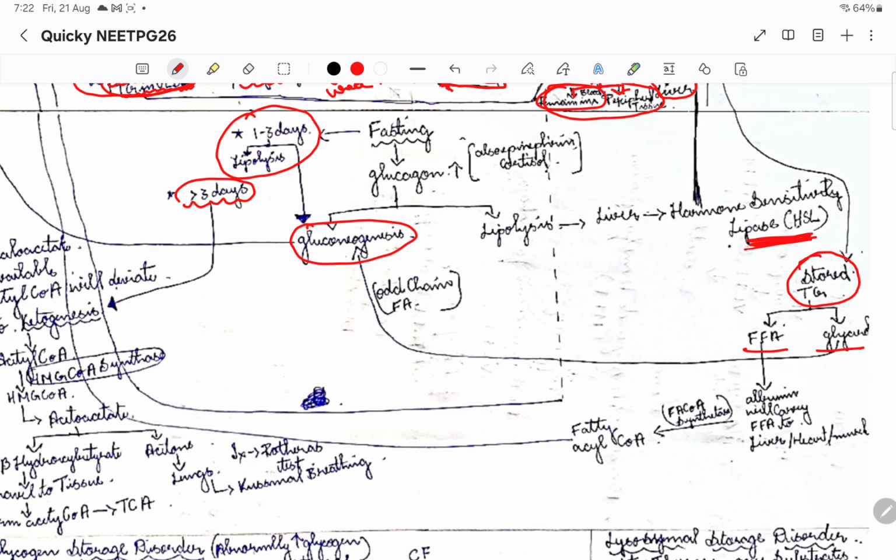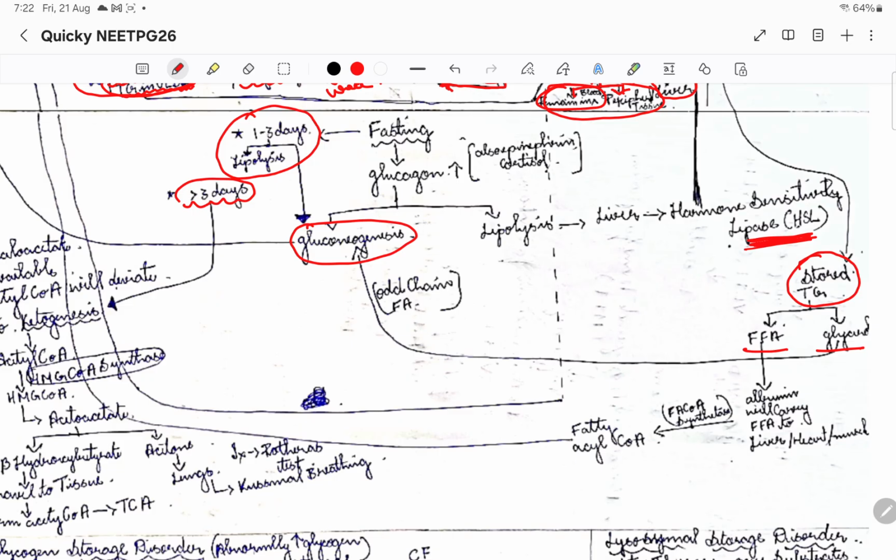Okay, so let us discuss gluconeogenesis first, and then we'll go on to lipolysis, or the fatty acid utilization, that is beta oxidation. Okay, so we'll discuss that later. Now let us discuss gluconeogenesis. The glycerol, I told you, right, storage triglyceride will be free fatty acids and glycerol.